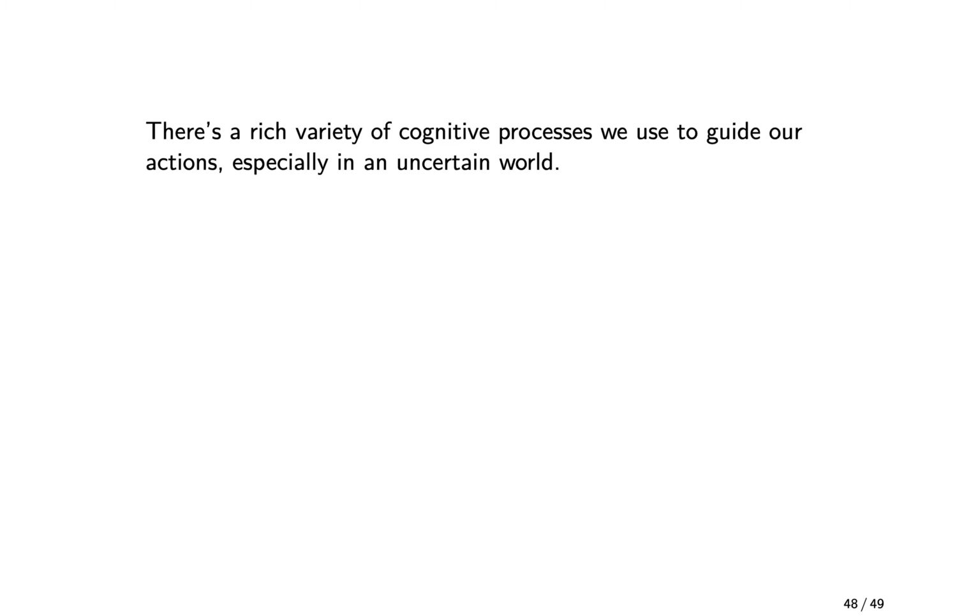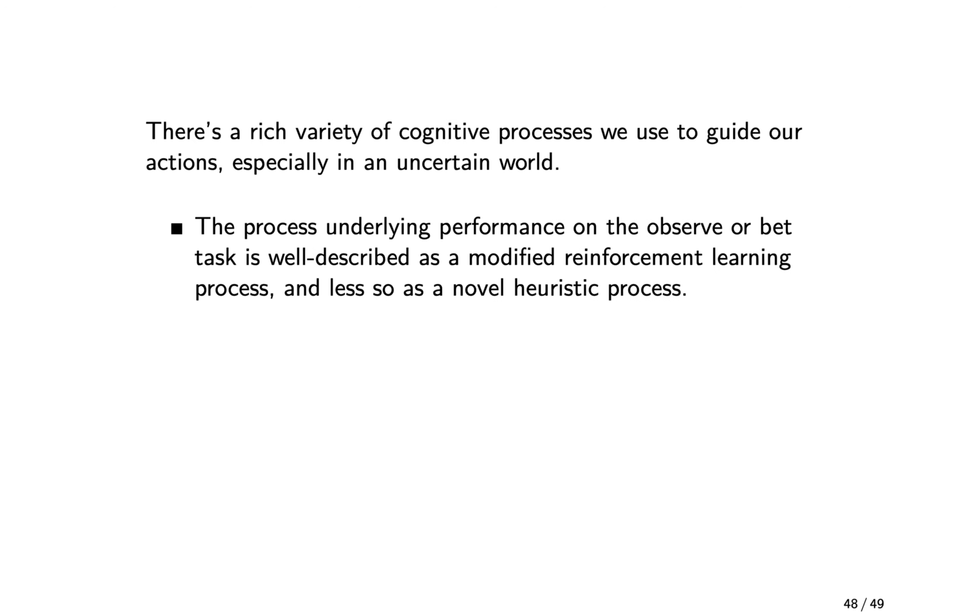And also on a larger note, there's a rich variety of cognitive processes that we use to guide our actions, especially in an uncertain world. Now, our model comparison showed that the process underlying performance on the observer-bet task is well described as a modified reinforcement learning, and still well described but a little less so as a novel heuristic process. Now, this makes sense if we remember that reward processing is a canonical neural computation, so perhaps we should view reinforcement learning as a canonical cognitive process.